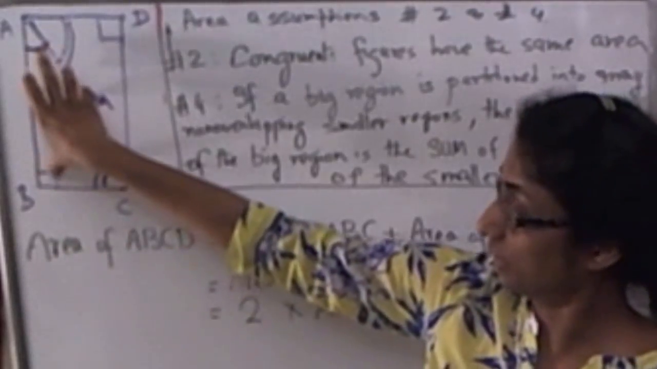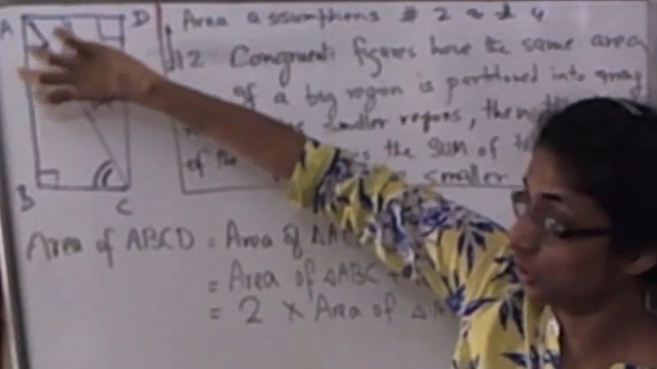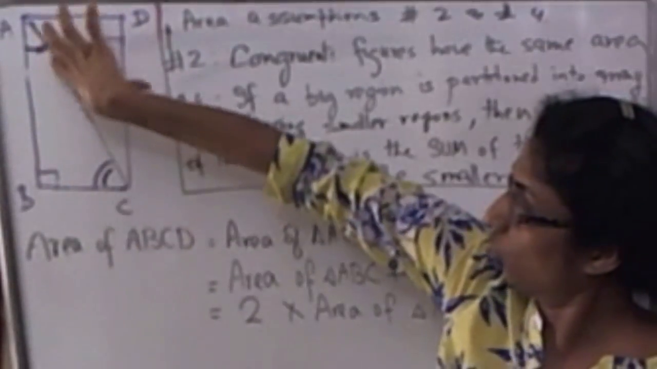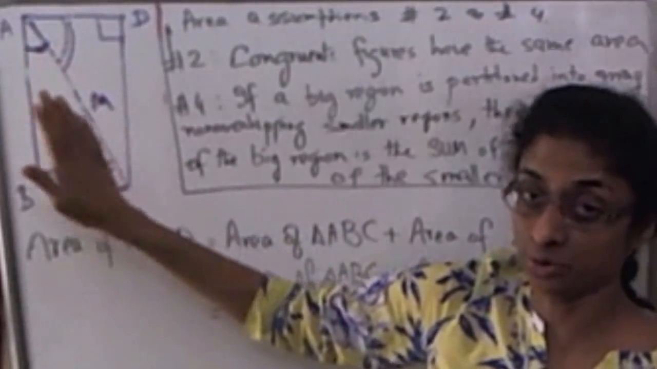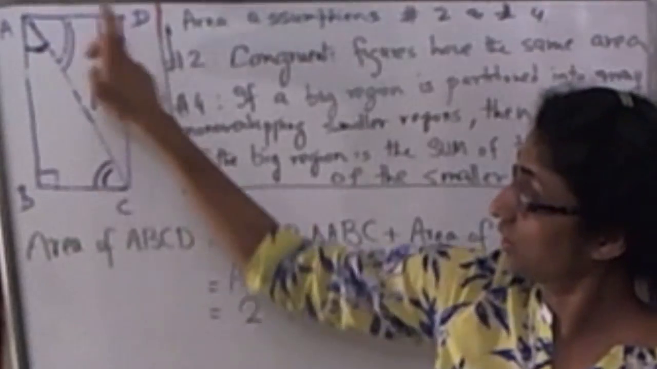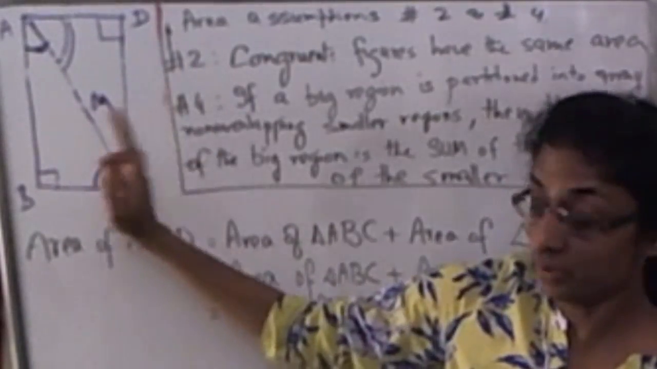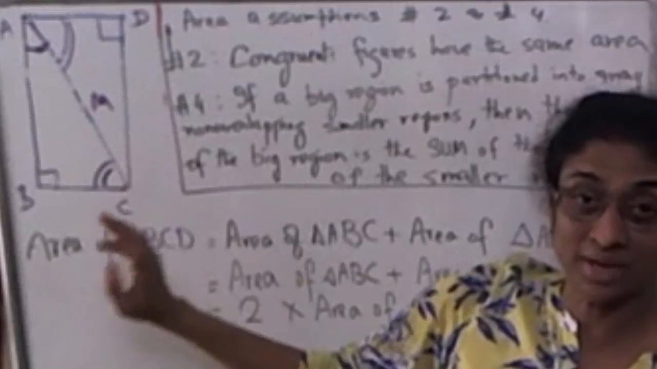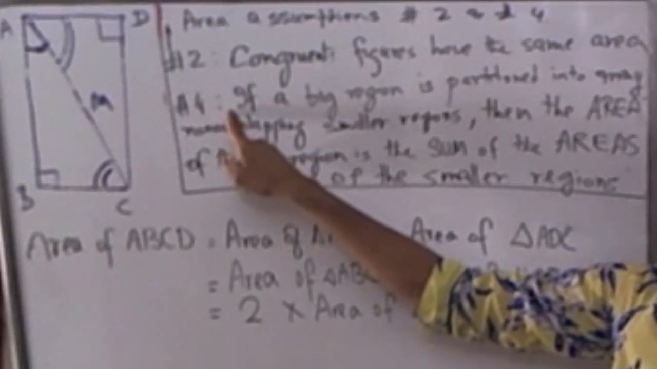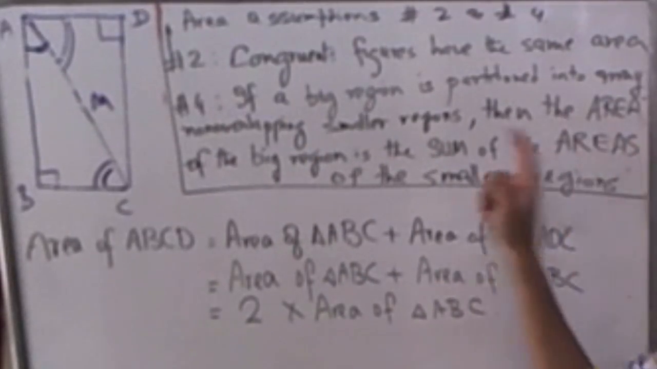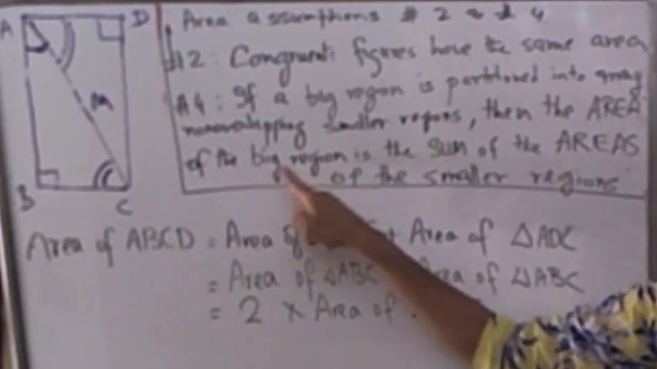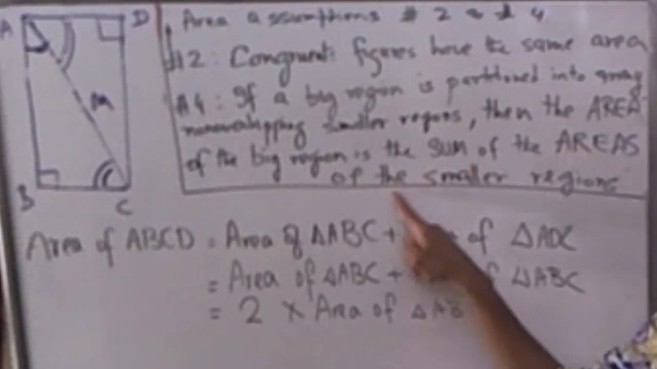Why is that? Think about the way we performed our rotation. If you rotate this triangle about M 180 degrees to lie exactly on top of ABC, that's how we created ADC. So triangle ABC and triangle ADC are congruent. So remember that these 2 triangles are going to have the same area by assumption number 2. Assumption number 4 tells you if a big region is partitioned into many non-overlapping smaller regions, then the area of the big region is the sum of the areas of the smaller regions.